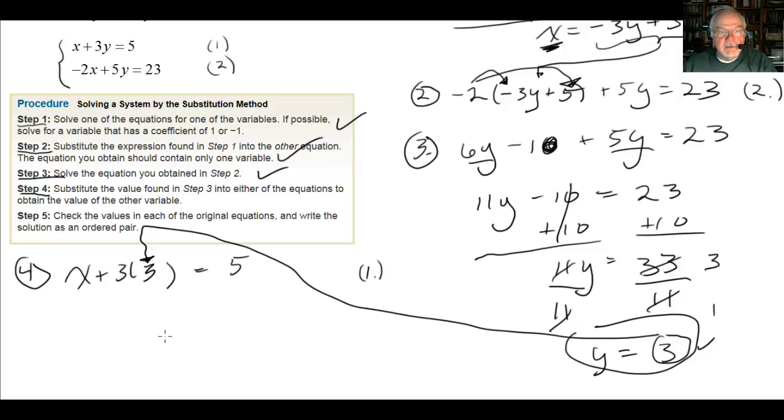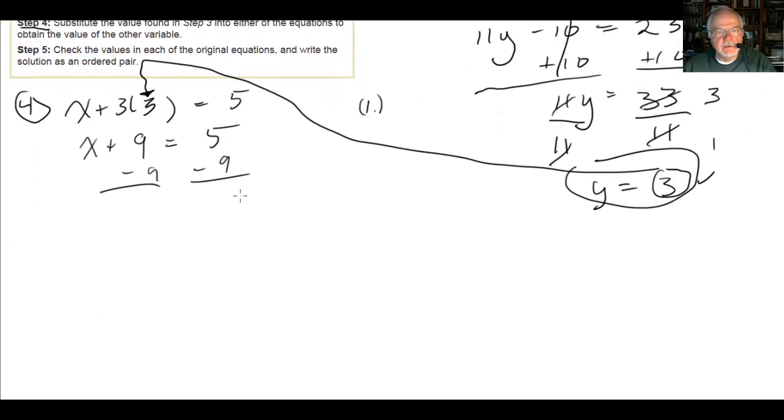Okay, substitute the value found in step 3 in either of the two equations to obtain the value of the other variable. All right, so how do I do that? Well, x, can't do much to that. 3 times 3 is 9 equals 5. I'm going to subtract 9 from both sides. And what do we get? 9 minus 9 is 0. Goes away. x equals 5 minus 9, which is minus 4.